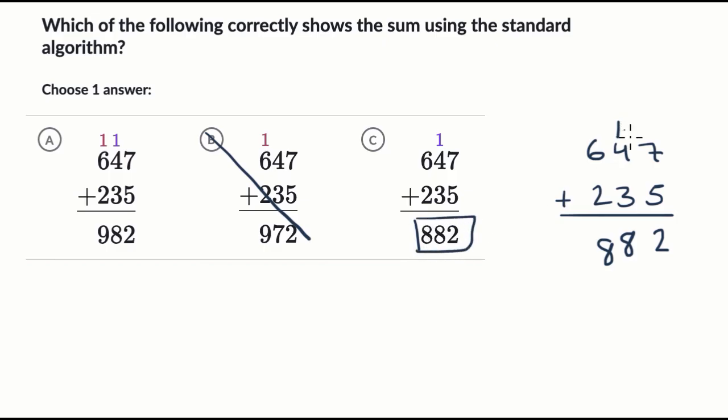And we also had to regroup once right over there, that 10. And we see that over here. So we like choice C.